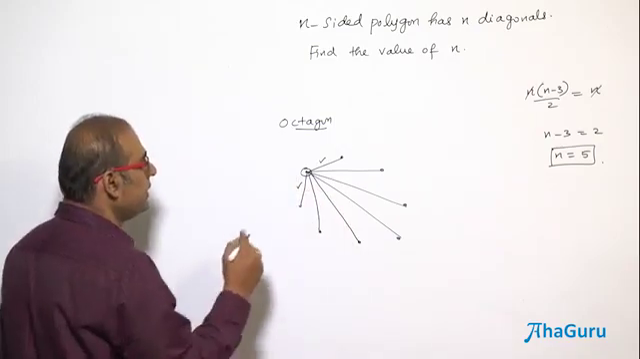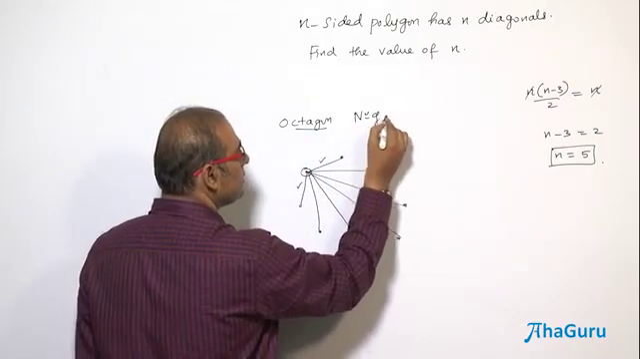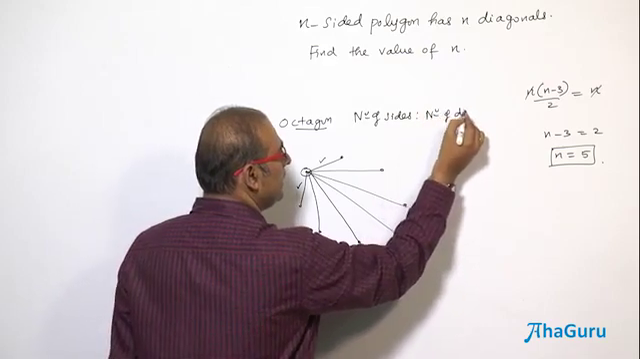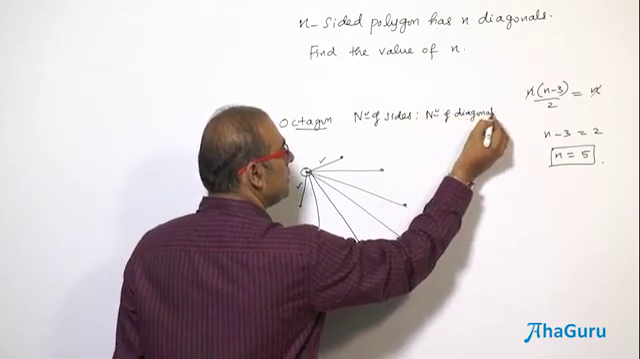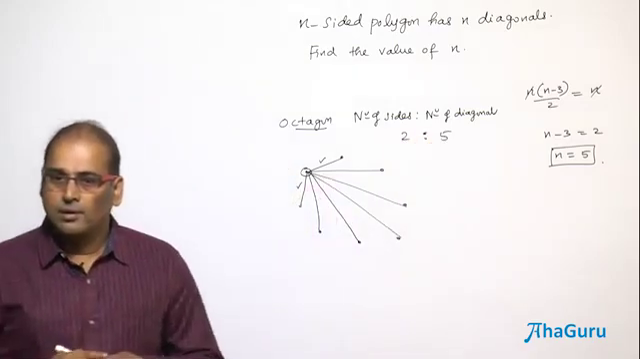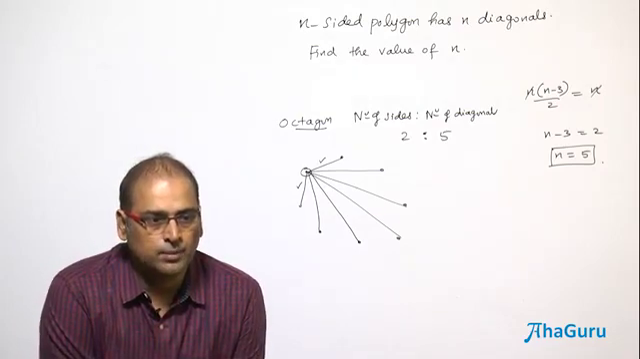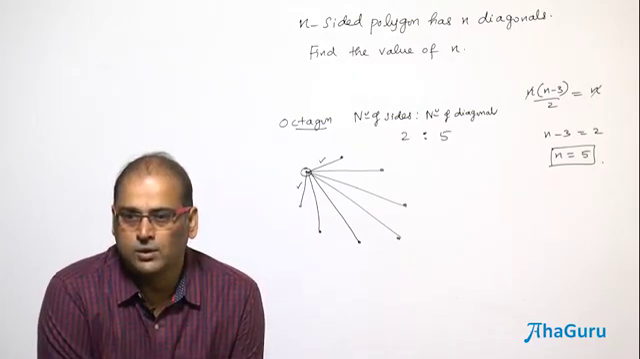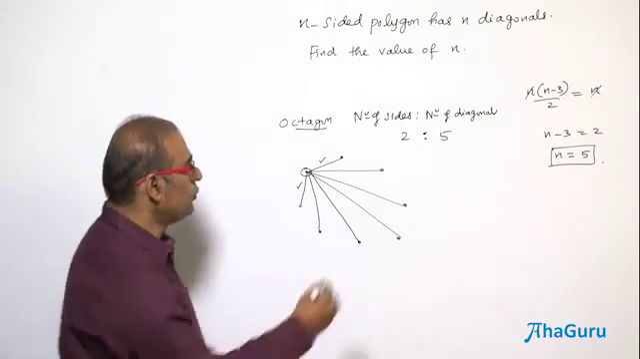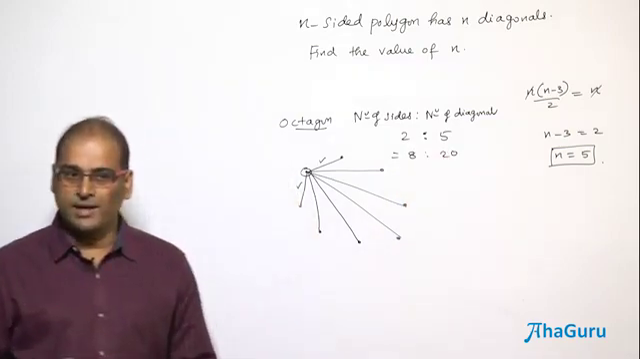So I say that for this octagon, the number of sides to the number of diagonals is going to be what? 2:5. Are you able to understand? What is the ratio? 2:5. How many sides are there? 8. So 2:5 is equal to 8 is to what? So if there are 8 sides, how many diagonals does it have?